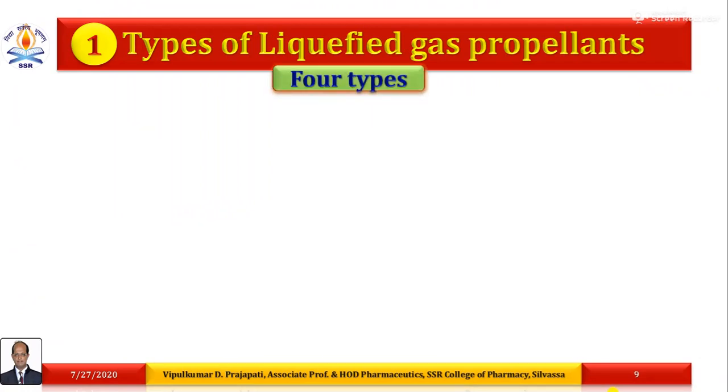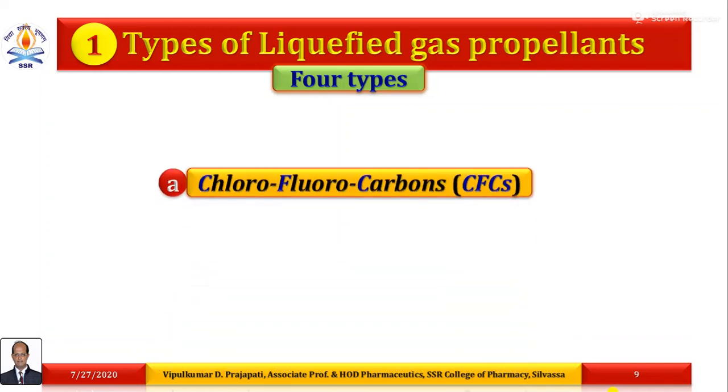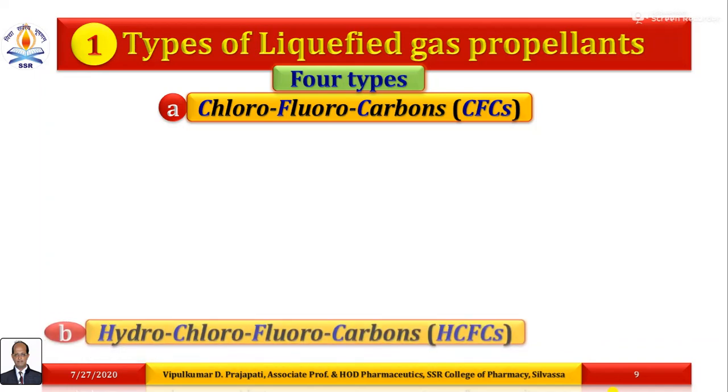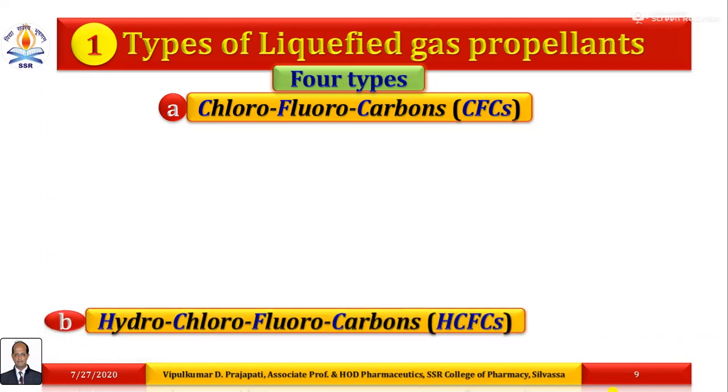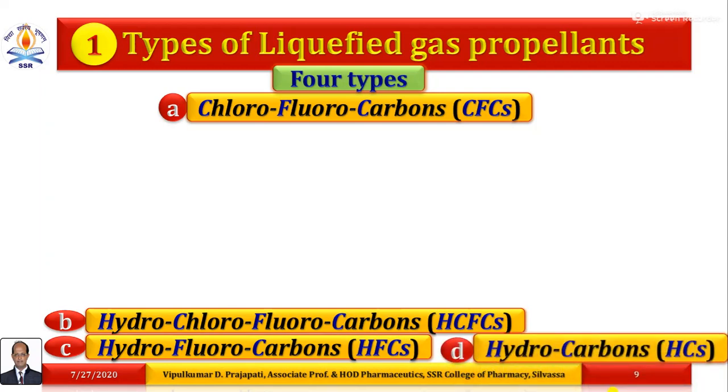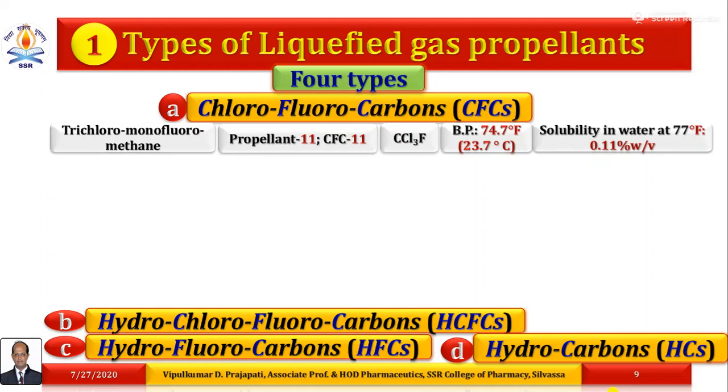There are four types of liquefied gas propellants. First, chlorofluorocarbons. It is denoted by symbol CFCs. Next, hydrochlorofluorocarbons. Third one, hydrofluorocarbons, and fourth one is hydrocarbons. In chlorofluorocarbons, the examples are: first one, trichloromonofluoromethane. The numerical designation of this propellant is propellant 11 or CFC 11.